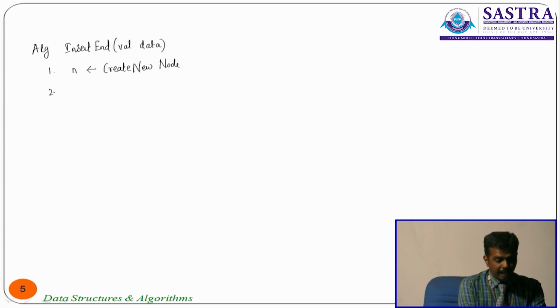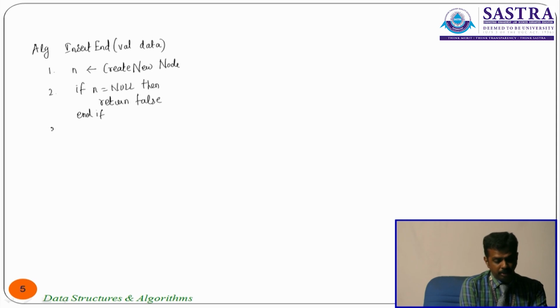Okay. And the second step is also what? The common. If n equal to null, then return false. We cannot insert. End if.